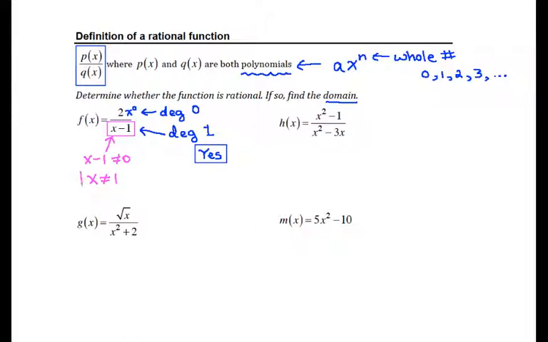I can also put this in set builder notation, writing this as the set of all x such that x is not equal to 1, because a domain is a set of numbers.